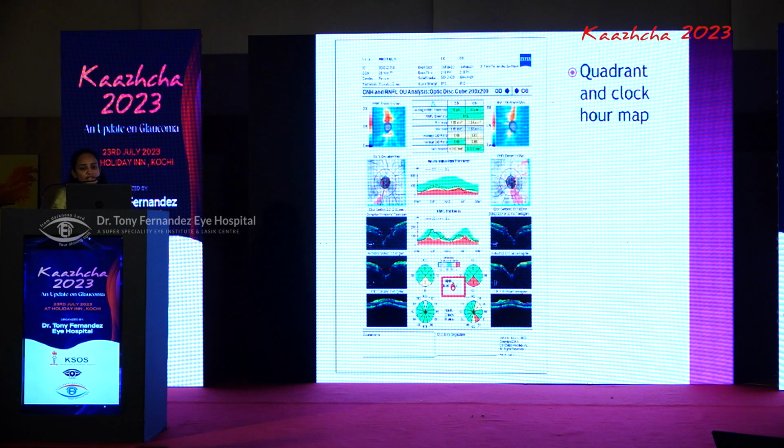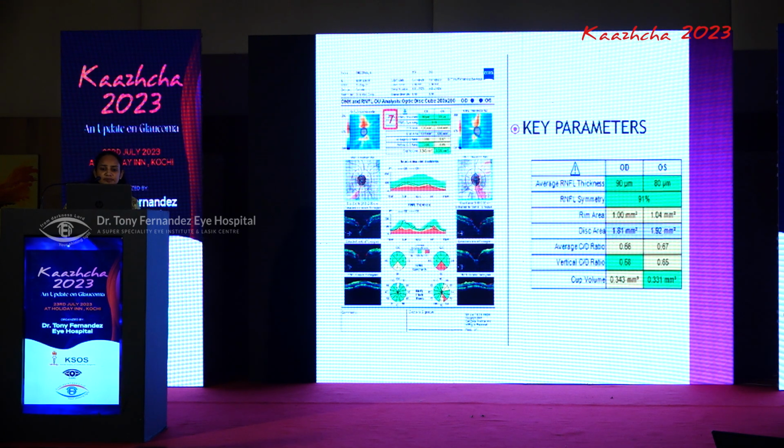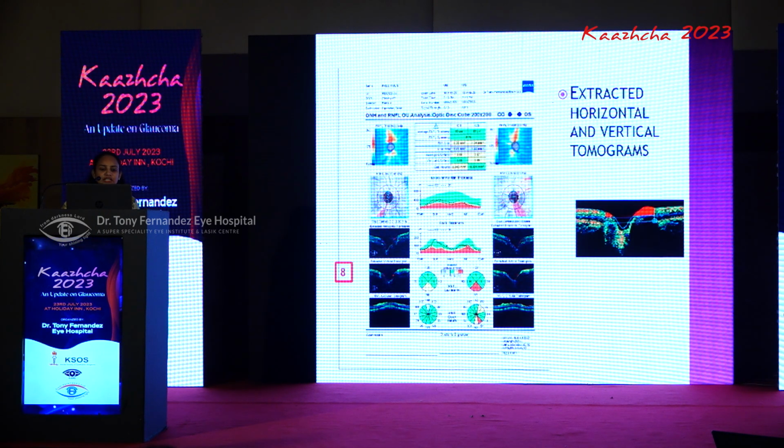Then you have the quadrant and the clock hour maps, where the machine averages out the value for each clock hour and quadrant, and the color codings are given. Then you have the table of key parameters. You need not memorize the values for this. The color coding is given by the machine itself. Then you have the extracted horizontal and vertical tomograms.